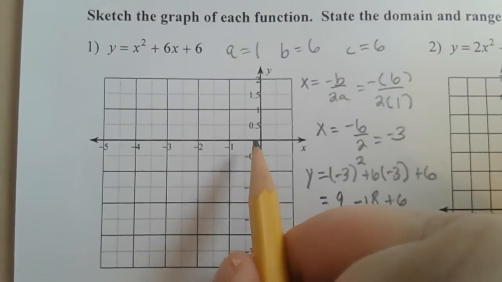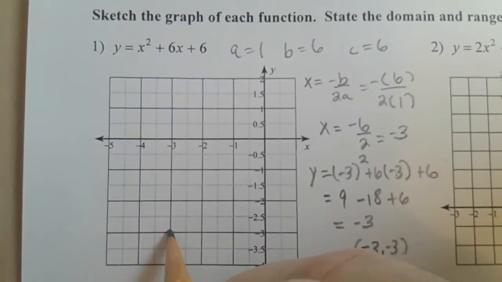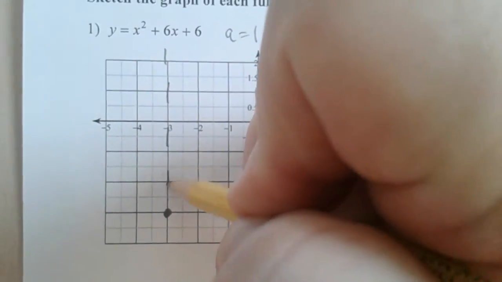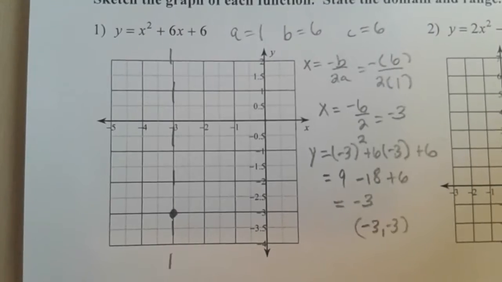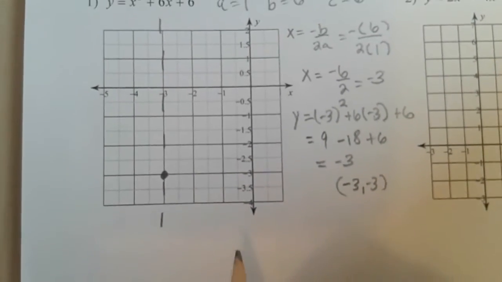So be careful because each little box is a half here, not 1. So negative 3 would actually be right here. I can draw in my axis of symmetry. Okay, and now I need to find my other points. So I'm just going to kind of move a little bit lower so I can find some more room to work here.